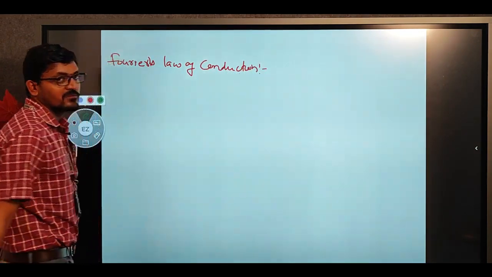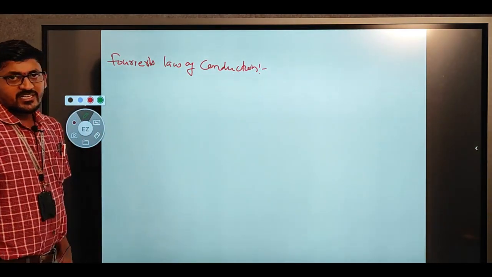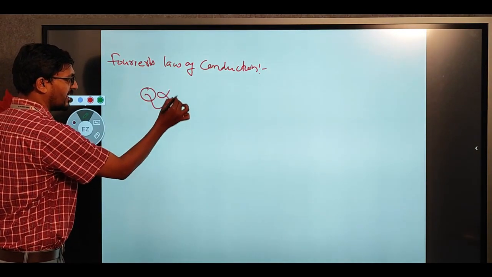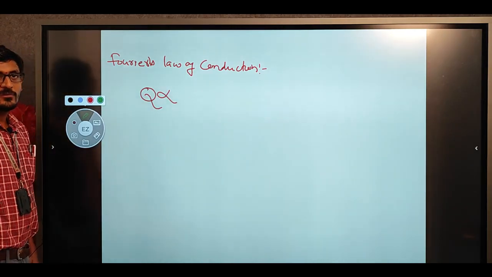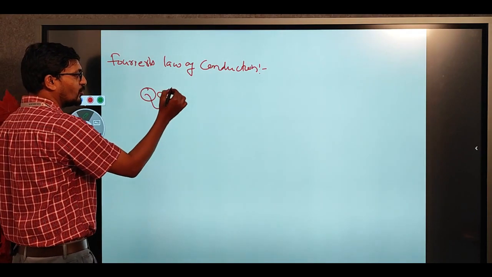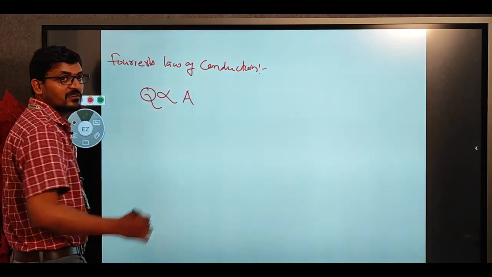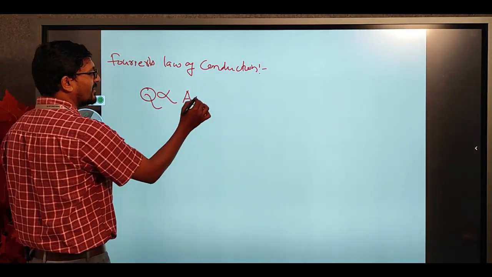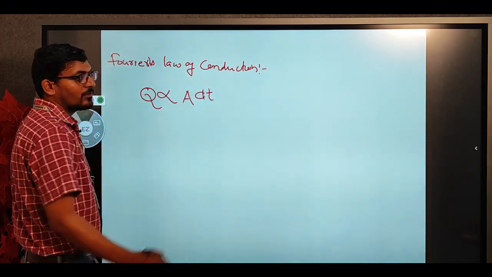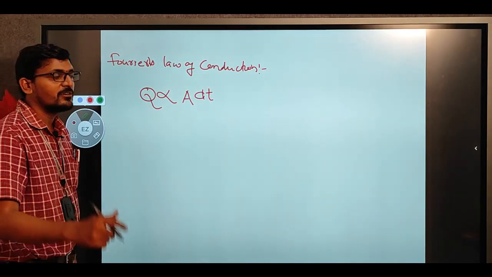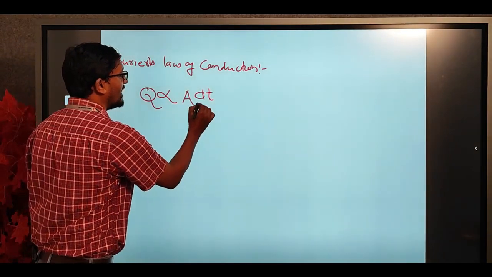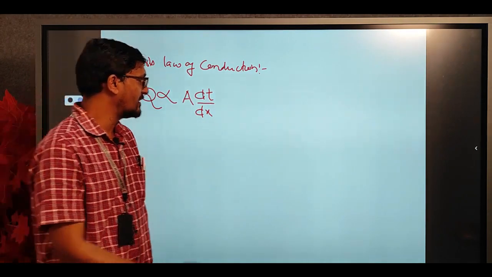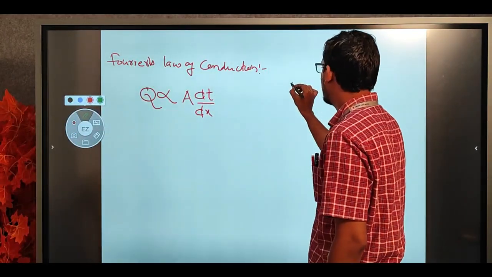What it says: let's consider the rate of heat flow, which we denote with Q, is directly proportional to the area perpendicular to the direction of heat flow, as well as the temperature difference of that body, meaning the temperature difference between two faces of the body, and inversely proportional to the thickness of that body. We will see this with a diagram, right?